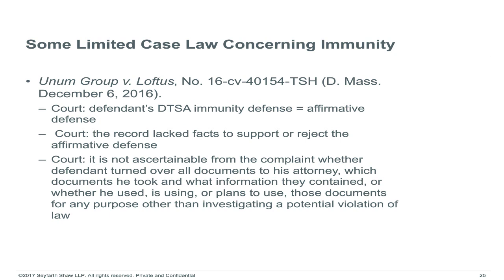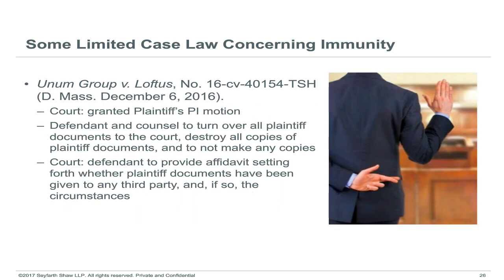And in fact, the employer ended up, to a certain extent, winning one of the larger battles in this case, in that the court granted the employer's motion for a preliminary injunction and required the defendant employee and his counsel to turn over all of the plaintiff's documents to the court and destroy all copies of the plaintiff's documents and not to make any copies. So in that sense, the employer was protected. They also had to provide an accounting as to whether the defendant employee provided those documents to any third parties.